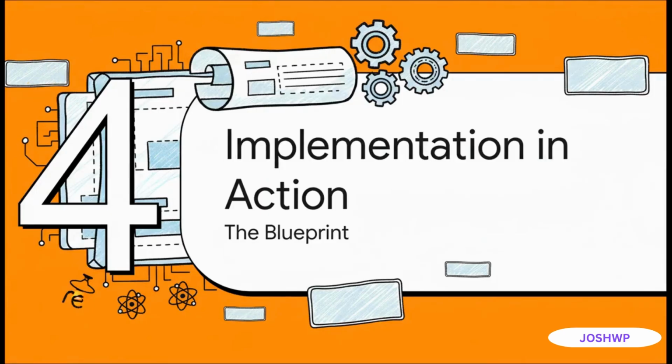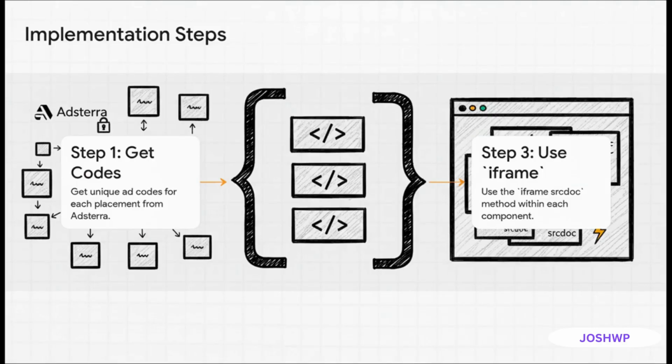Okay, so the theory is cool and all, but let's get our hands dirty. How do you actually build this? Let's walk through the blueprint for a real project. The process is actually pretty straightforward. First, and you cannot skip this, you have to log into your Adsterra account and create a brand new, unique ad placement for every single spot you want an ad. Don't even think about reusing codes.